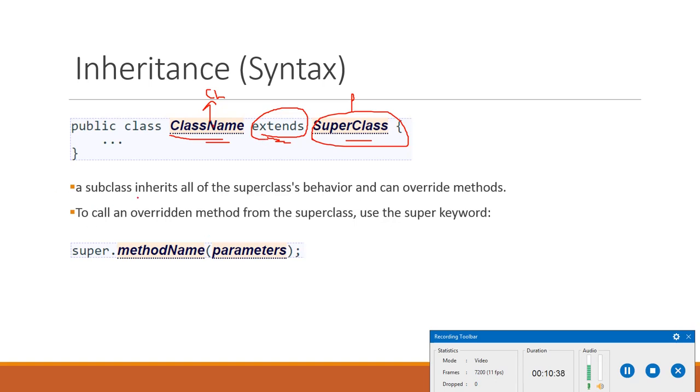So a subclass inherits all the superclass behavior and it can override its methods. To call an overridden method from the superclass, we can use the super keyword. I will explain the super keyword later in the slides. So basically just now, how to use the super keyword: super dot method name, and if the method has any parameters, we pass the parameters over here.